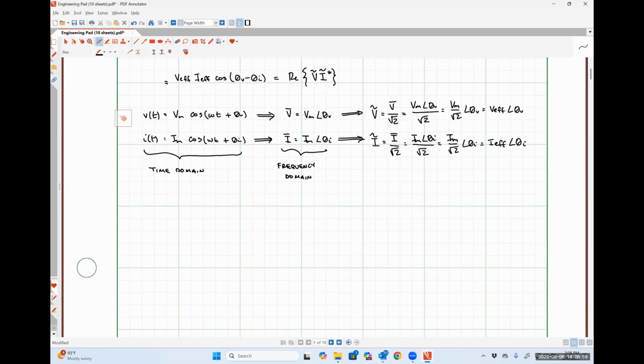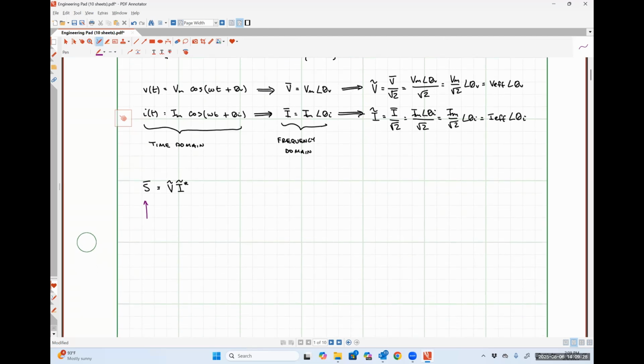So this simple mathematical operation, actually, let me put it over here. I'm going to say that S with a bar over it is going to be equal to our RMS phasor voltage times the complex conjugate of our RMS phasor current. Okay. So this quantity right here, S, is more commonly referred to as our complex power.